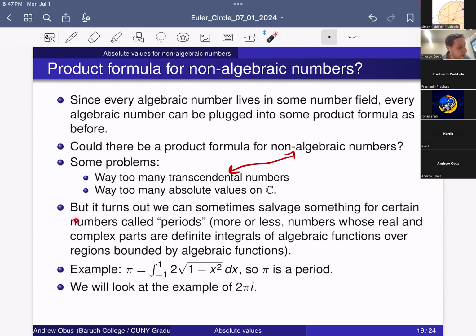But it turns out that there are certain special complex numbers which are called periods. These are more or less numbers whose real and complex parts are definite integrals of algebraic functions over regions bounded by algebraic functions. They could be double integrals or triple integrals or whatever. For instance, pi is a period, because you can write pi as the integral from -1 to 1 of 2 times square root of 1 minus x squared dx. Without the 2, that would just be the area of the upper unit semicircle, which would have area 1/2 pi. So I multiply it by 2 to get pi.